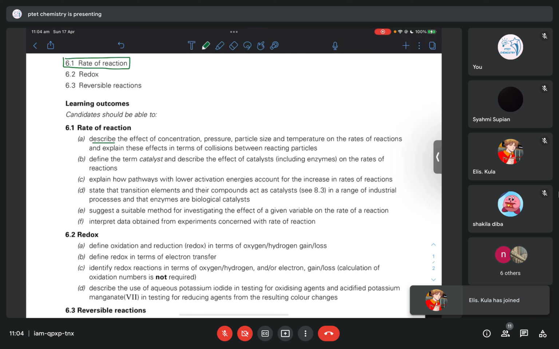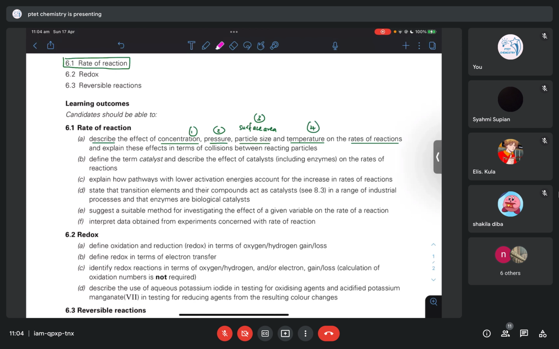Describe means you need to go into a little bit of greater detail. What is the effect of this factor? Concentration, factor number 1. Pressure involved gases. Particle size is basically surface area. So whether you talk about surface area or particle size, that means the same thing. And last but not least, there's temperature as well on the rate of reaction. We need to think about this in terms of collisions between reacting particles.